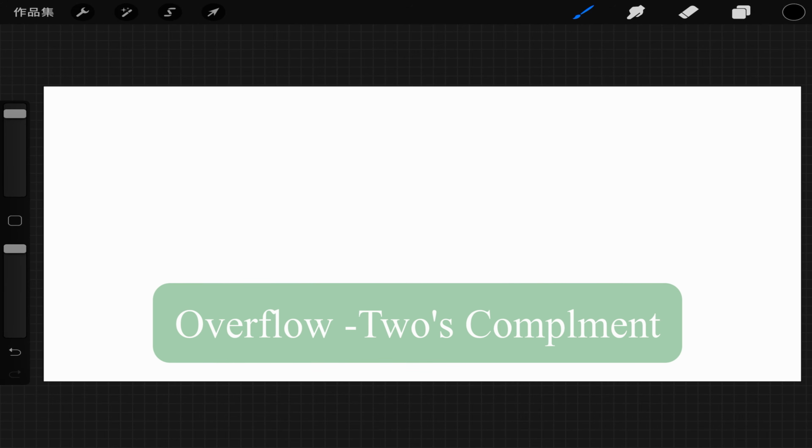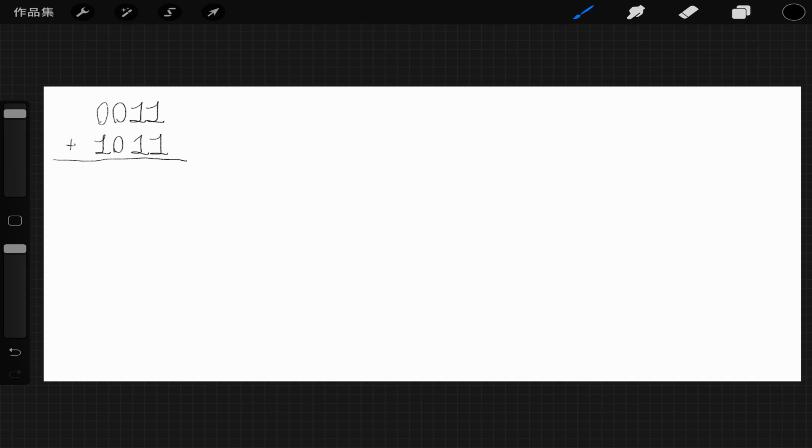Now let's talk about the overflow in 2's complement. To begin with, we already know that 2's complement can allow us to add two binary numbers directly. For instance, on the left, we have two binary numbers, 0011 and 1011. The first one, in decimal form, represents 3, and below it, 1011 represents -5. If we add the two numbers up, what we expect here is to get an answer of -2 in decimal form.